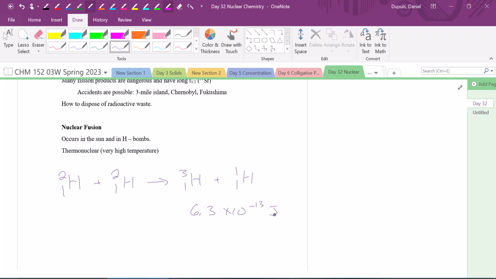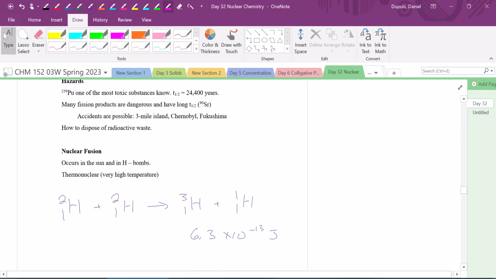All right, so that's nuclear fusion and nuclear fission. And if we could make nuclear fusion happen at room temperature, that would be a game changer for energy in the world. I know people are working on it. I don't know how far or how close we are, but that's that. All right, so that's it.